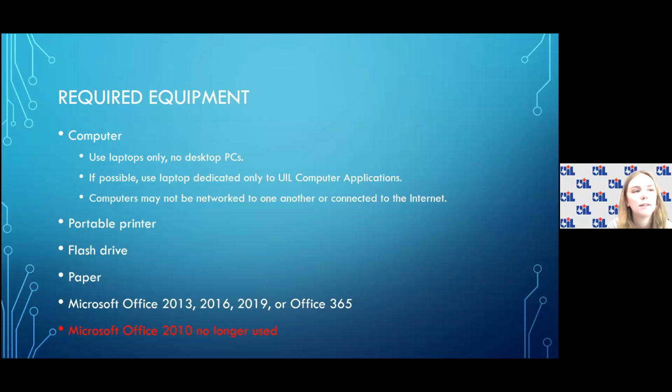You will need a portable printer, and we only use black ink, so you don't need to worry about using colored ink. Flash drive, this is required mostly for grading. If we have a discrepancy or need to pull up the flash drive, that's what we utilize that for. You also need paper, and we no longer use Microsoft Office 2010. So we use 13, 16, 19, or 365. Updates are constantly happening on that program. We haven't really noticed any difference between the 13, 16, and 19. So any of those are a good option.